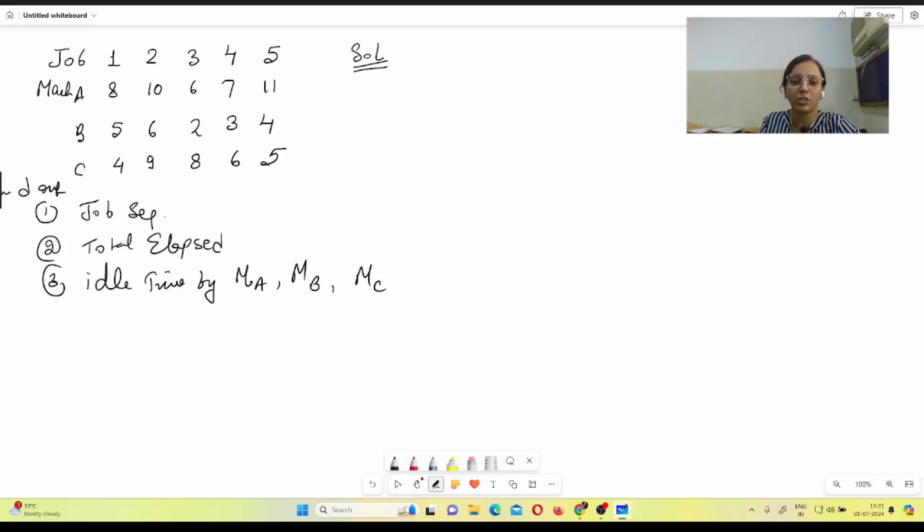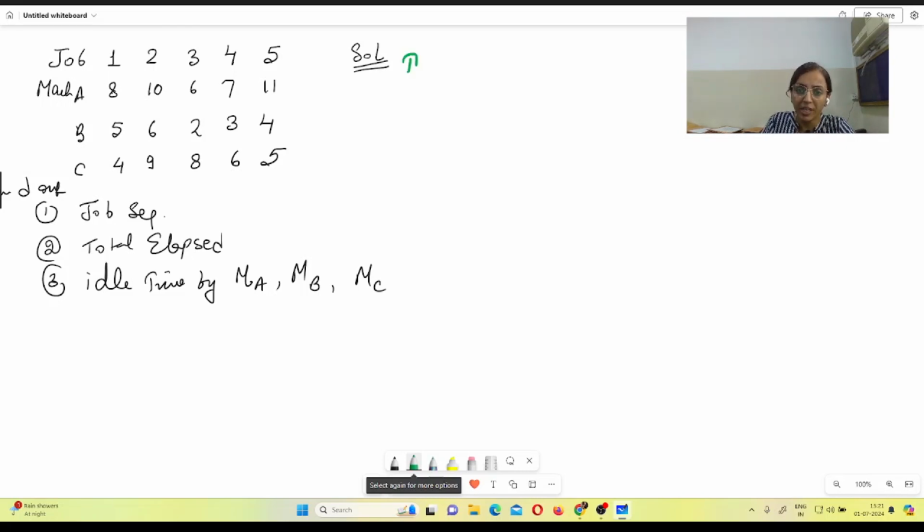So how do we start with the solution? With the same process of Johnson's algorithm, which we have discussed, there are different methods, and we have to follow each and every method. First, we have to find out the minimum. We convert the 3 machines into 2 machines, but only when we follow that concept, that is, when we are able to find the minimum conditions which are given to us.